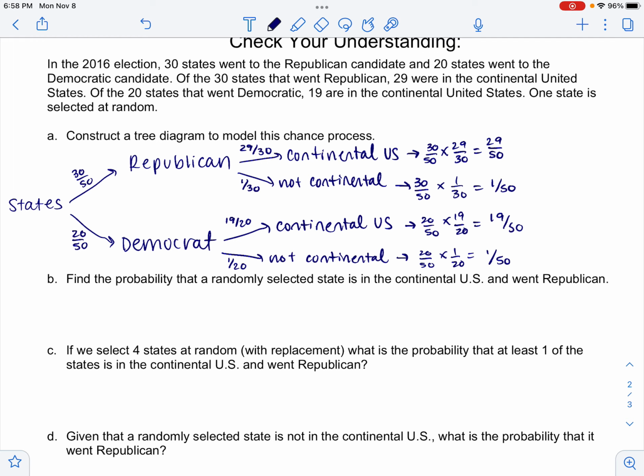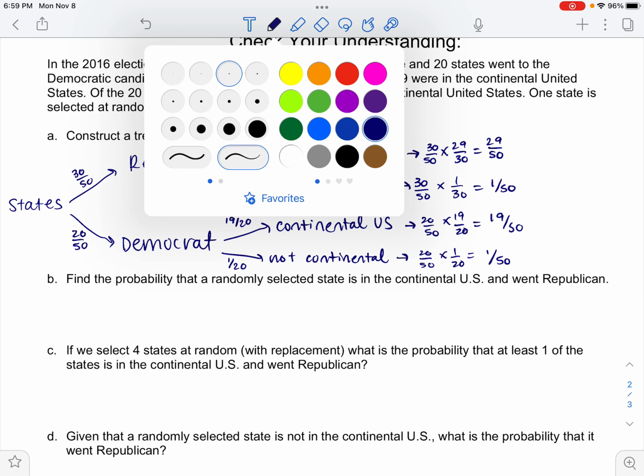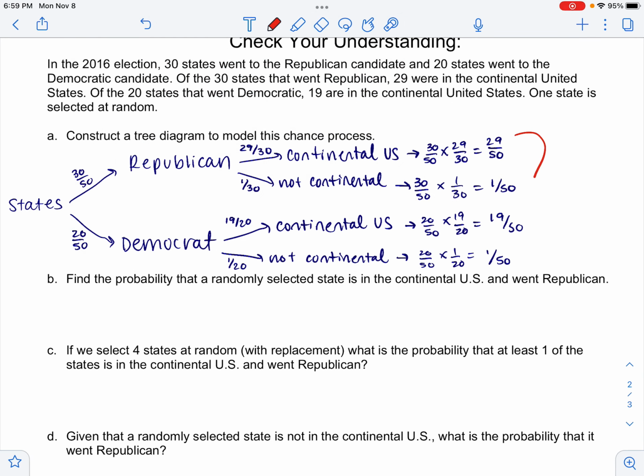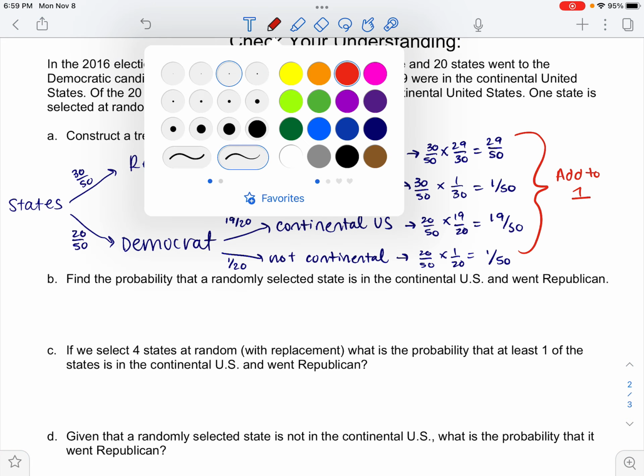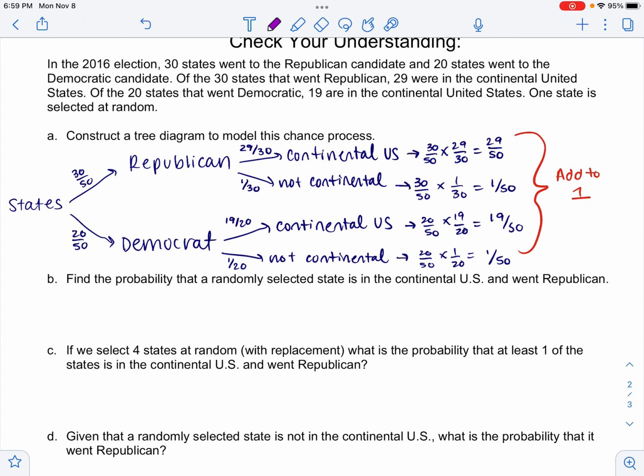All right. So now, one thing that I would like to add to what we have here is just that, if you notice, in the end, when we have all potential outcomes, they do in fact add to 1, just like we thought they should. All right, so there's our tree diagram.